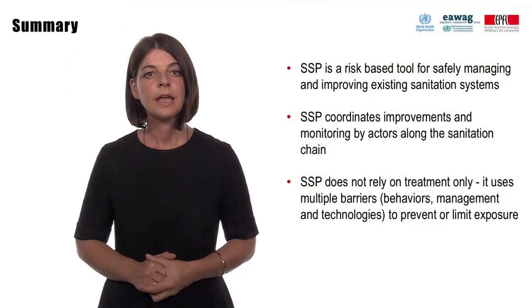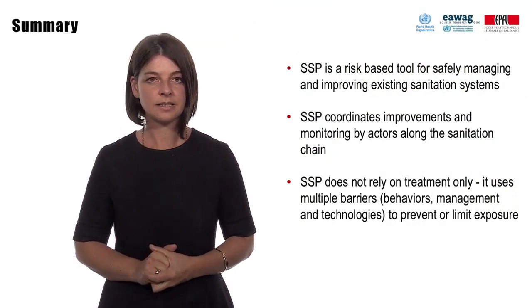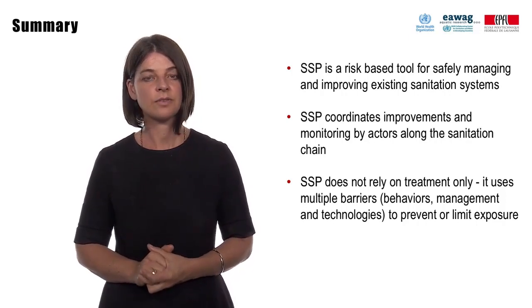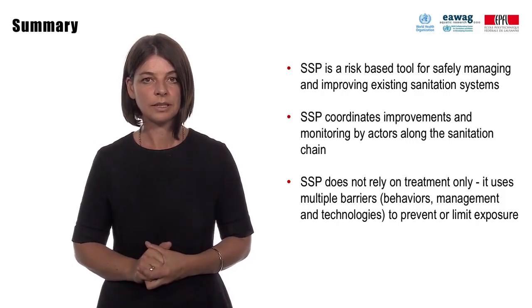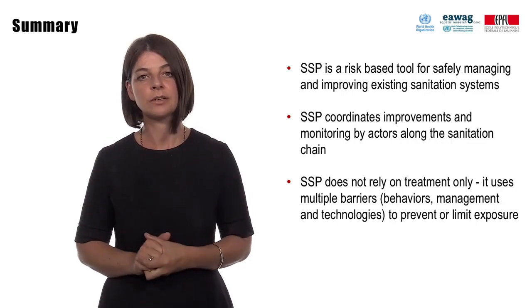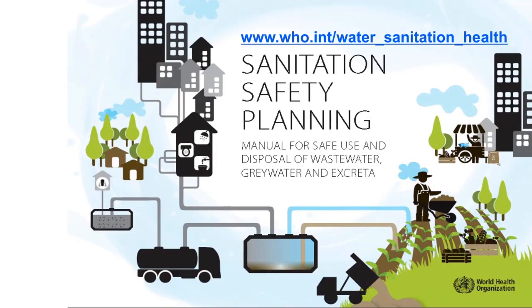In summary, SSP is a risk-based tool for safely managing existing sanitation systems. SSP coordinates improvements and monitoring by actors along the sanitation chain. SSP does not rely on treatment only. It uses multiple barriers, including behaviours, management and technology to prevent exposure. The SSP manual that includes more guidance and tips is available in several languages on the WHO website, along with other resources to help users get started and implement SSP.